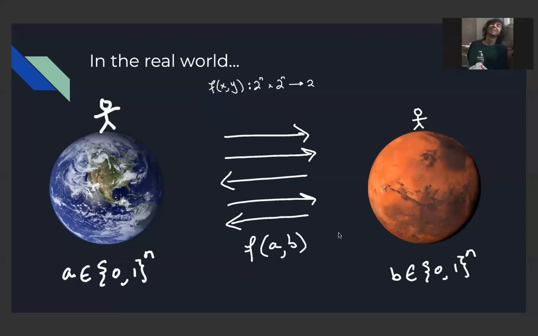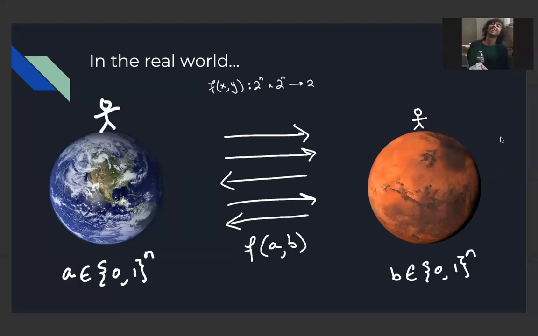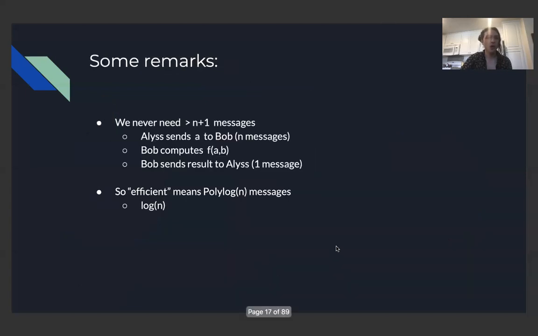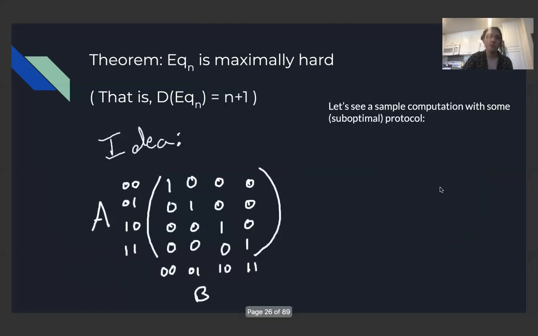So can I ask, do they both need to compute f of AB? Yes, they both need to know f of AB by the end, but that at most adds one extra bit of communication, right? Because if Bob knows the answer, then Bob just sends the answer to Alice. Got it. Yeah, that's why equality takes n plus 1 many bits, because Alice sends her entire string to Bob, and that takes n many messages, and then Bob sends the answer back, and that takes 1 message.